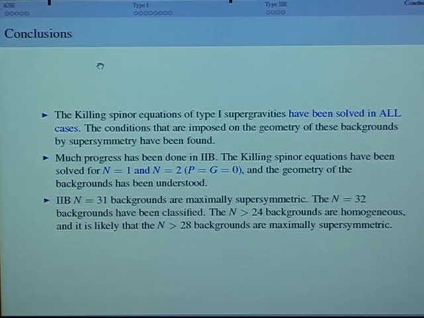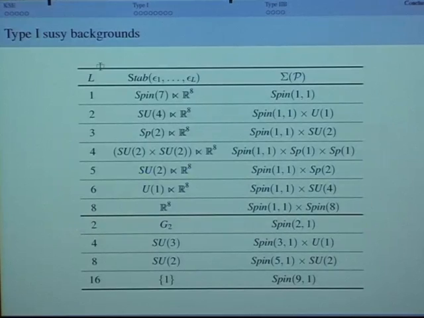IIB backgrounds with 31 supersymmetries are actually maximally supersymmetric. The maximally supersymmetric backgrounds have been classified. Backgrounds with more than 24 supersymmetries are homogeneous, and it's likely that backgrounds with more than 28 are actually maximally supersymmetric. And here I leave you with a list of the group theoretic data that have assisted in the classification of supersymmetric geometric types in type I supergravity. Thank you.